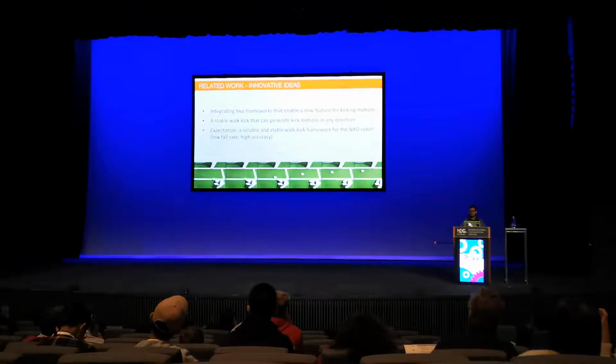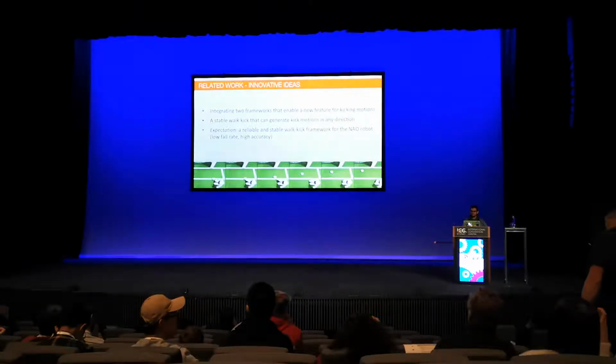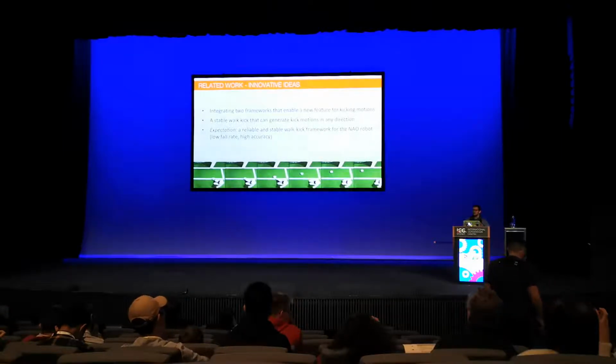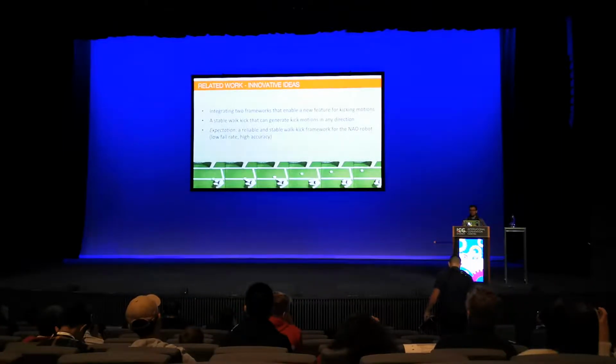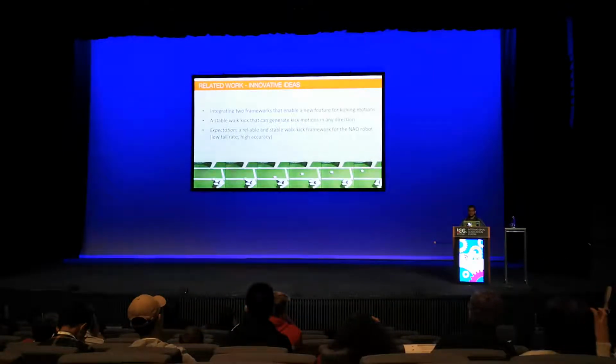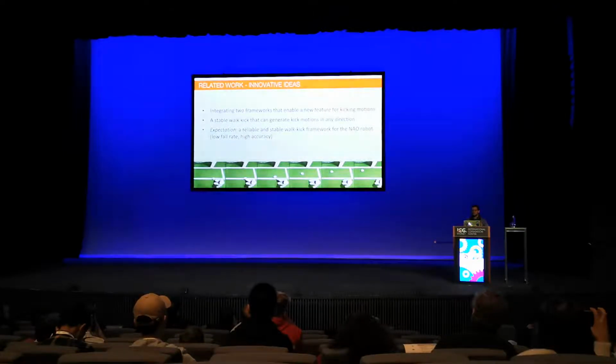We therefore, in this research paper, propose multiple ideas that fill in the gaps of kick motion research. First, we've integrated two existing control frameworks, one for walking trajectories and another for kick trajectories. This allowed us to create a controller that can generate any kick motion in an arbitrary direction while also maintaining the robot stable, all while the robot is walking. With these ideas, we expect the robot to reliably and accurately walk kick.